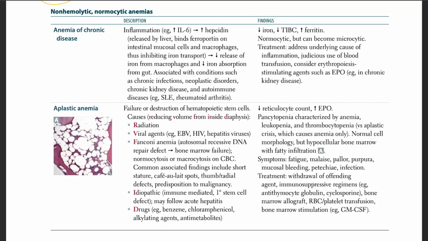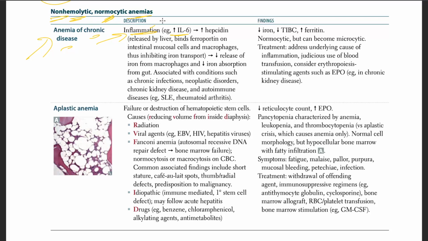Now let's talk about non-hemolytic, no hemolysis, normocytic anemias. So you have the anemia of chronic disease. In chronic disease, you have inflammation. Inflammation causes an increase in interleukin 6.